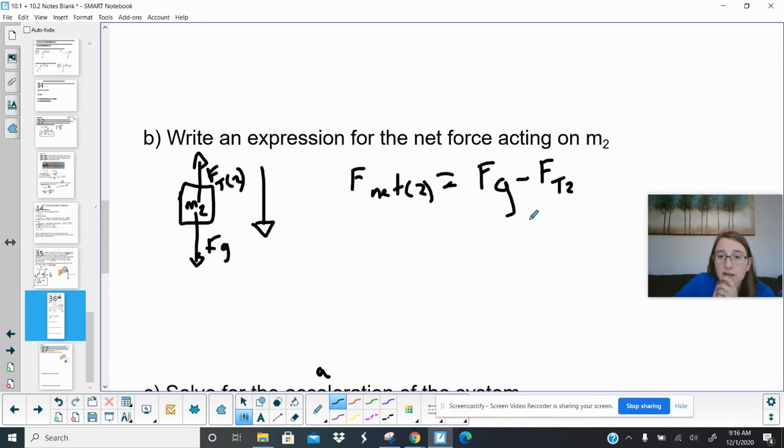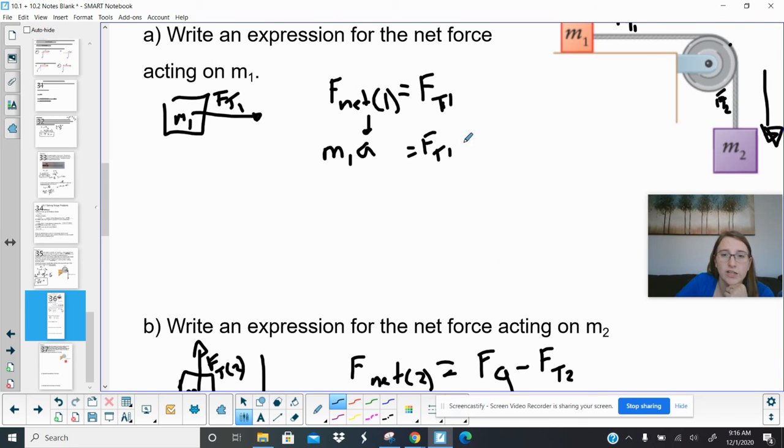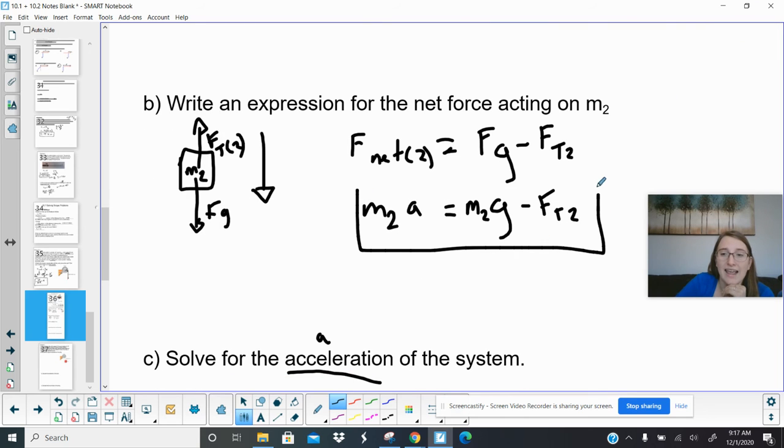Here, let's do the same thing. I'm going to go ahead and we have minus force tension 2. We don't know what that is yet, but we can also replace force of gravity and the net force. Since this is block 2, this is mass 2 times the acceleration. Again, it's the same as block 1. And this is mass 2 times gravity. Okay, so we have these two equations here. We're going to keep working with these to solve for A.